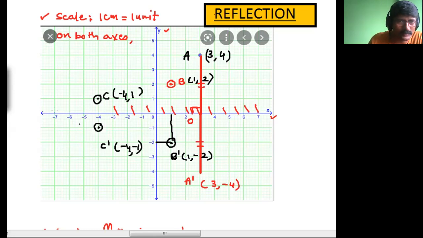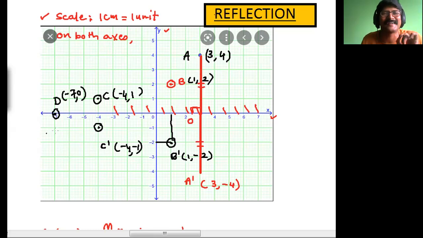Let's take one more example, point D. Point D is minus 7 comma 0. When it reflects under x-axis, it does not change, and that is called, student, an invariant point. I will teach you that shortly.